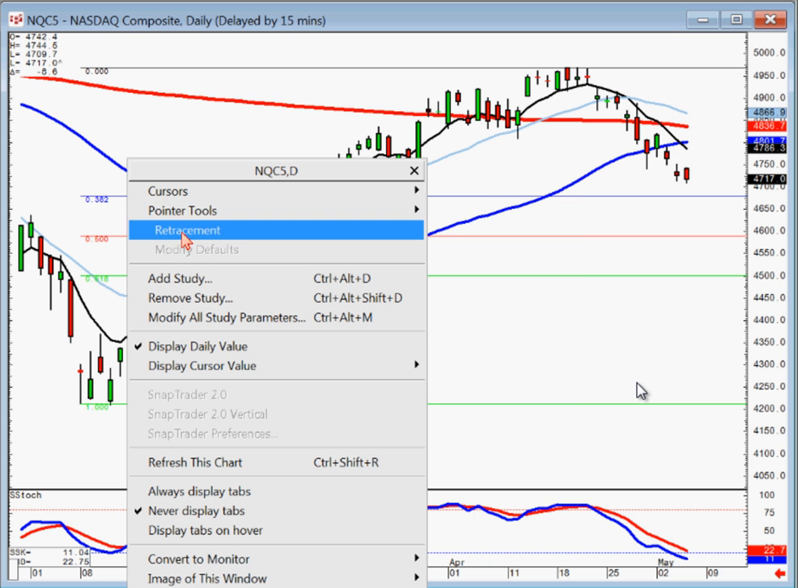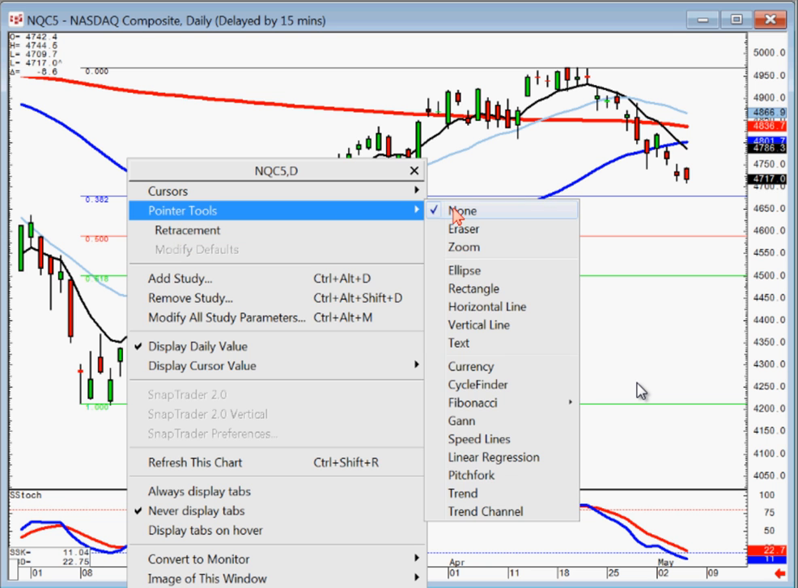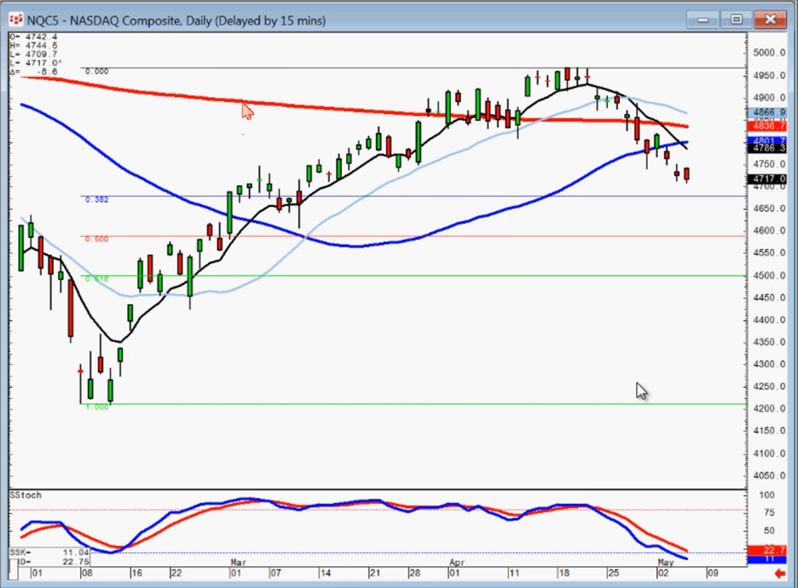anything that, what am I trying to do here? Oops, I'm trying to remove.